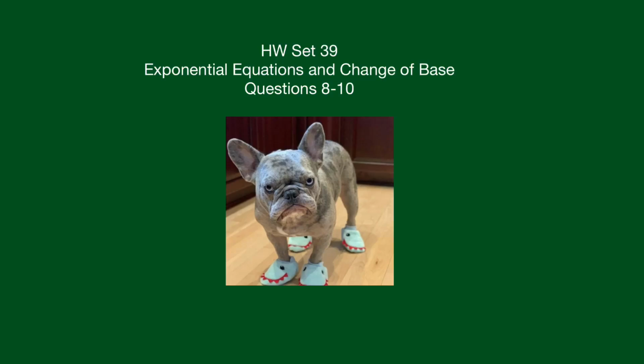This is a continuation of homework set 39. We'll look at questions 8, 9, and 10. Question 8 looks like we've got two parts, so let's read through it. It says this: how long will it take $2,000 to double if it is invested at 12% annual interest compounded 6 times a year? Enter in exact calculations rounded to 3 decimal places.